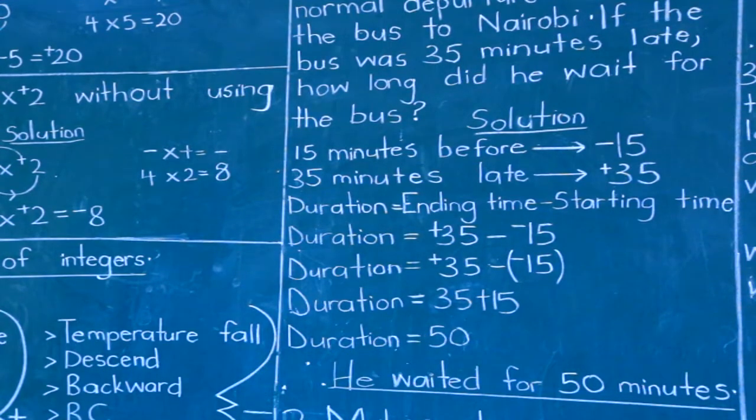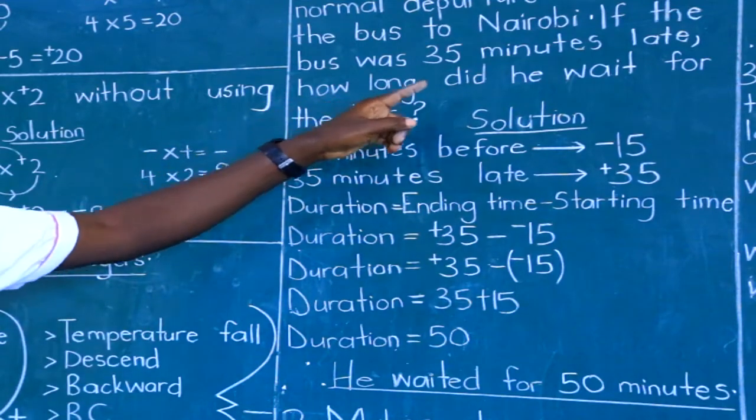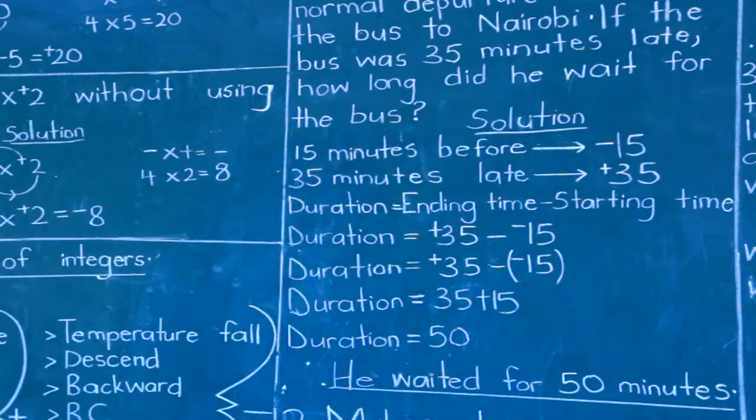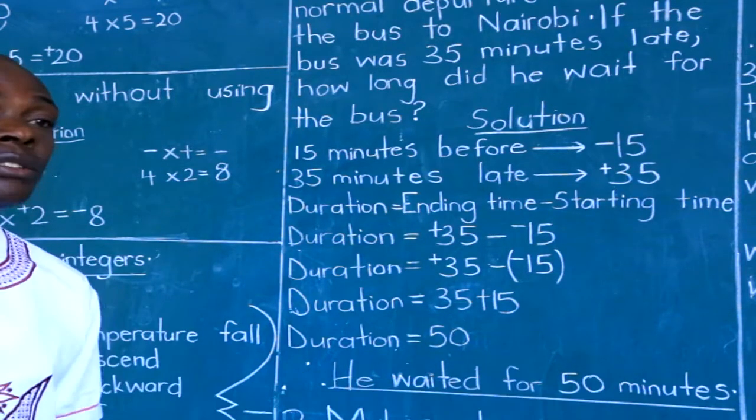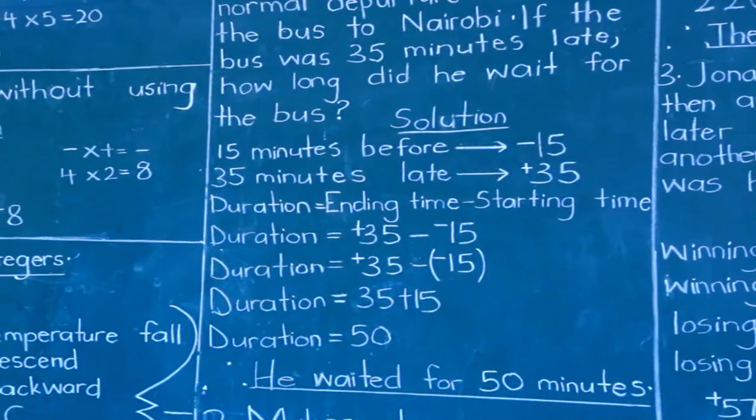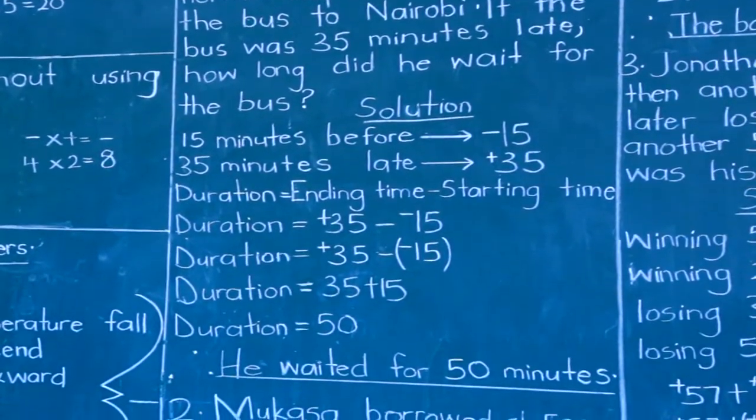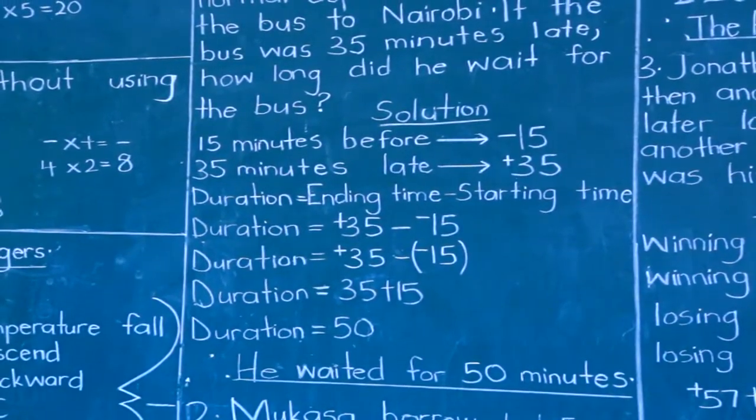So the question says, for how long did he wait for the bus? You say therefore he waited for 50 minutes for this bus before he departed to Nairobi. In that way, you have answered that question.